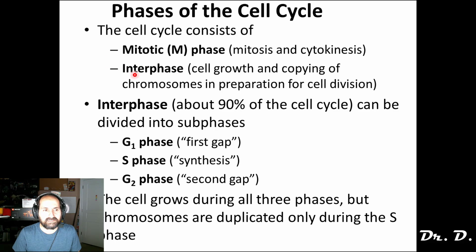Real quick, let me tell you about interphase first. Interphase takes up roughly 90% on average of the cell cycle time, and it can be divided into 3 subphases. Those subphases are called G1, or growth or gap 1, S phase for synthesis, and G2 for gap phase or growth phase 2. Okay, what's interphase? Again, it takes up 90% of the cell cycle.